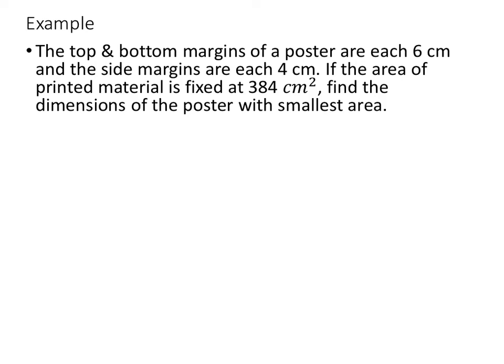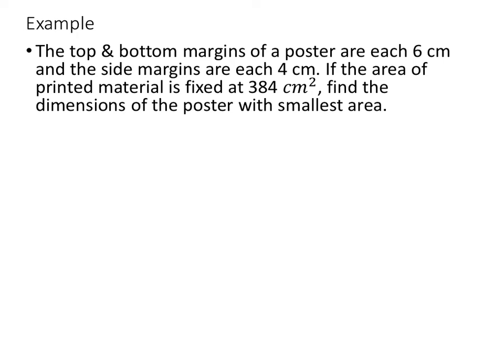Here we have a poster with some margins. Top and bottom margins are 6 centimeters, and then we have these side margins which are declared to be 4 centimeters. Inside the margins we have a printed area which is fixed at 384 square centimeters, and we're supposed to find the dimensions overall of the poster with the smallest area.